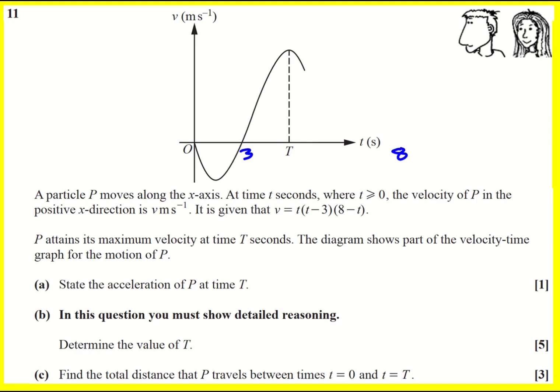Now, we're told that p attains its maximum velocity at time t seconds. That's indicated, and the diagram shows parts of the graph. State the acceleration of p at time t. So this is when essentially there's a stationary point. dv by dt is going to equal 0. But dv by dt is the acceleration. When you hit a maximum speed, there is no acceleration for an instant. So the answer is that a is equal to 0.